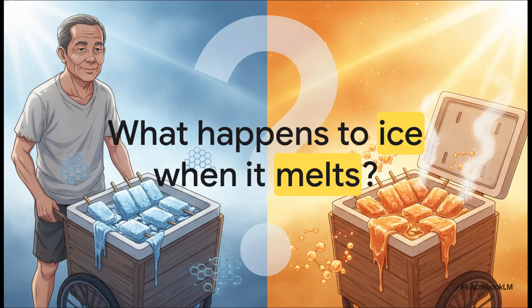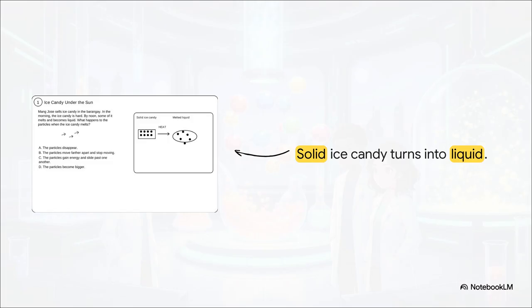Imagine Mang Jose out in the barangay selling hard, solid ice candy in the morning. It's perfectly frozen, right? But by noon, the blazing sun is just beating down on his cooler. And that hard ice candy transforms. So what is actually happening to those particles? Well, the heat from the sun basically acts as fuel. It gives those tightly packed, vibrating solid particles the exact burst of energy they need to break out of their fixed positions. And once they break free, they start sliding past one another. Just like that, the solid has officially become a melted liquid.